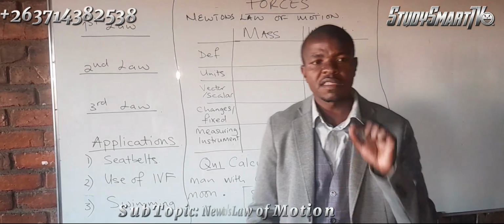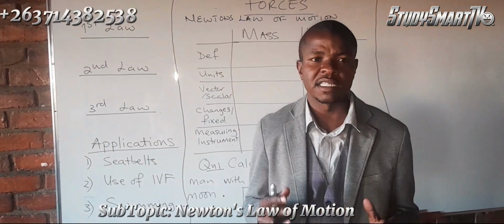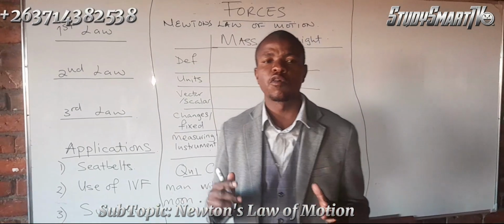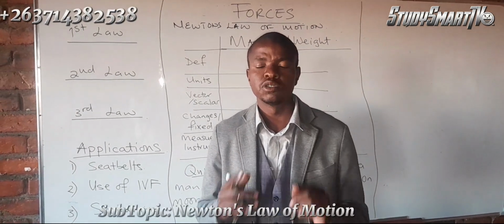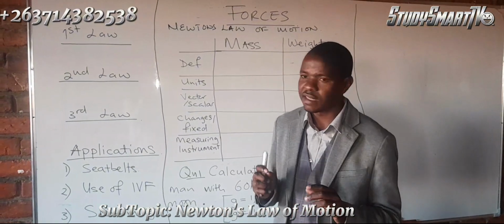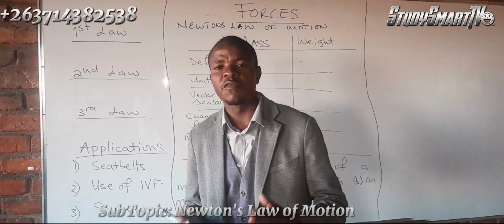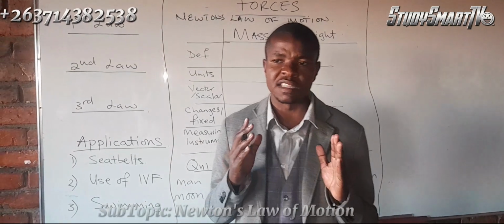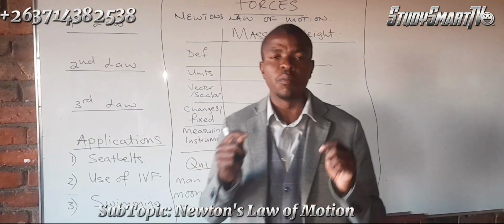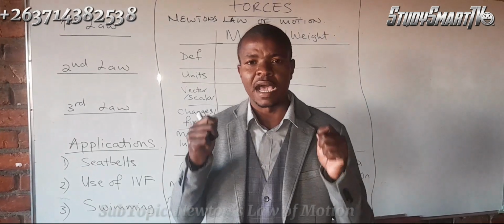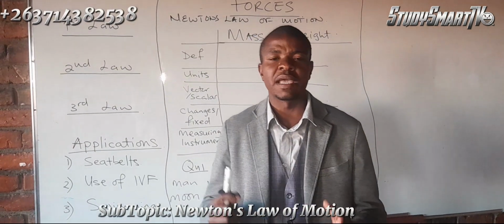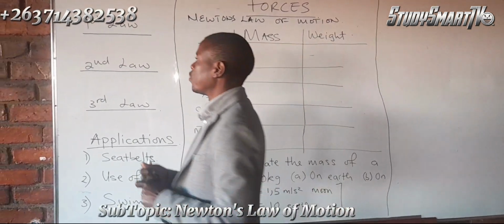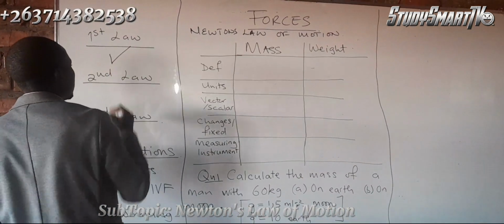Okay, so the first Newton law of motion states that a body continues in its state of motion unless compelled by an external force to do otherwise. What we are saying is that if something is moving at 20 kilometers an hour, then nothing is going to disturb it. That thing is going to move at 20 kilometers an hour unless it is compelled by an external force that is going to change its direction. So that's the first Newton law of motion.